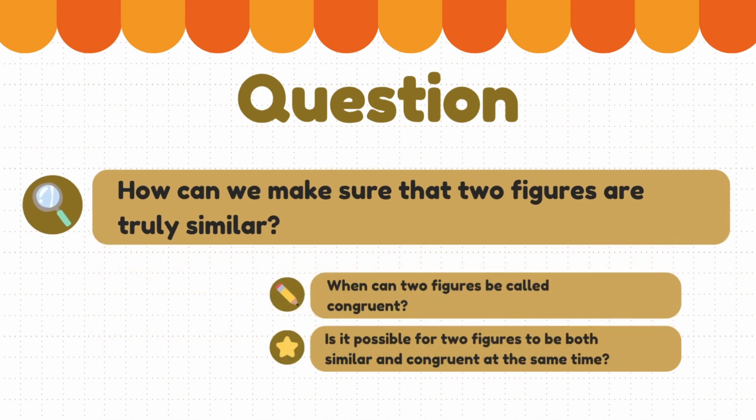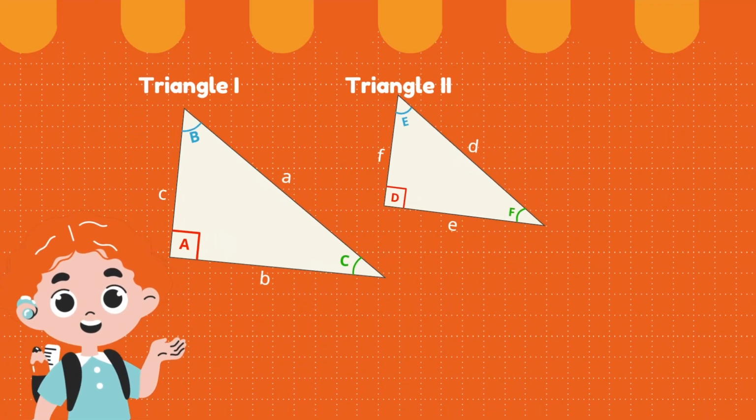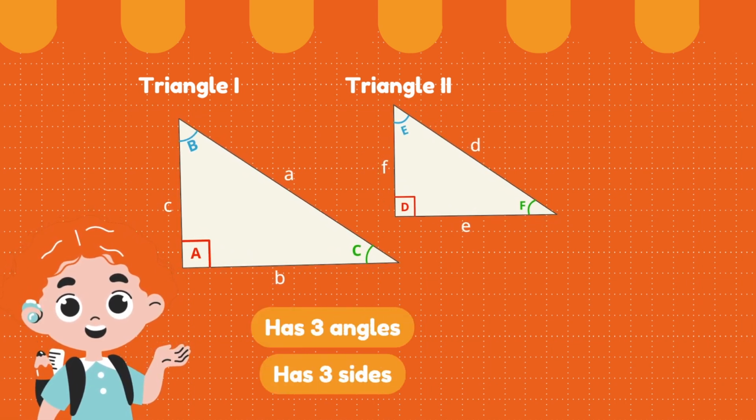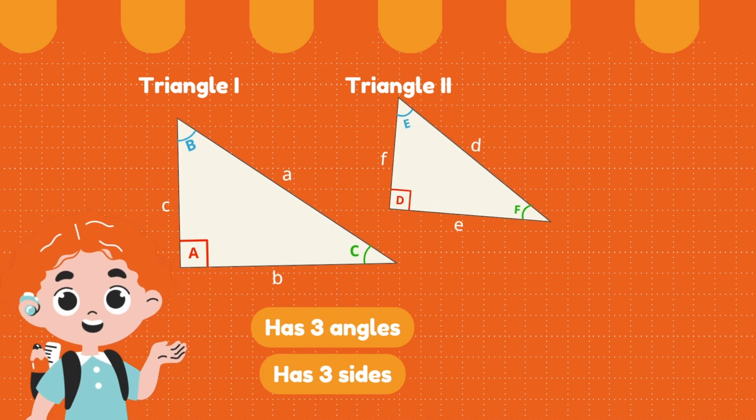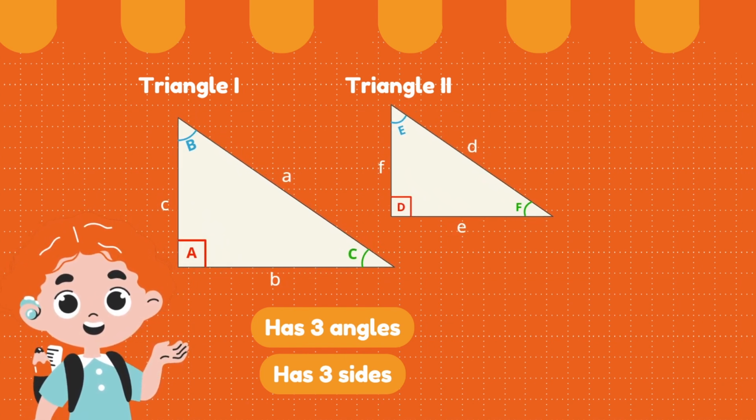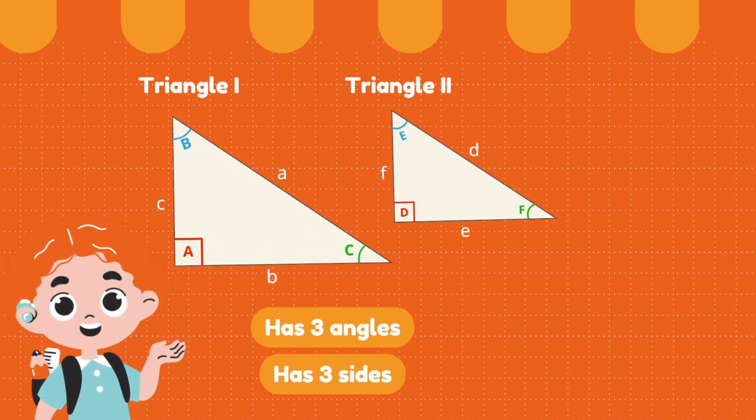How can we make sure that two figures are truly similar? Take a look at these two triangles. Every triangle has three angles and three sides. For two triangles to be considered similar, they must satisfy two conditions. The first condition is that all corresponding angles must be equal.